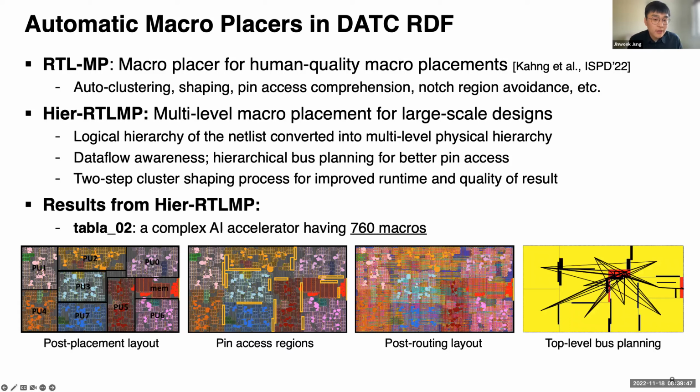This slide shows the actual result obtained by the Hier-RTLMP execution, for a complex AI accelerator called Tabula under 02. This AI accelerator has 760 macros, which is a huge number. But as you can see here, even with such a large number of macros, the Hier-RTLMP tool can create a nice macro placement for such a big design.